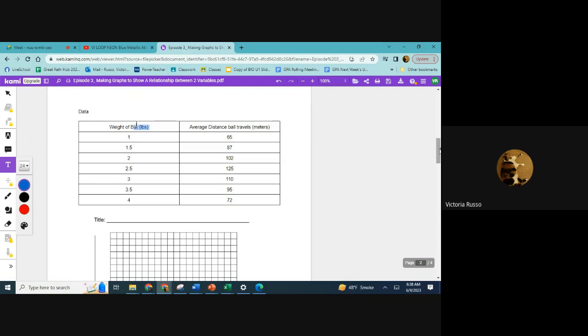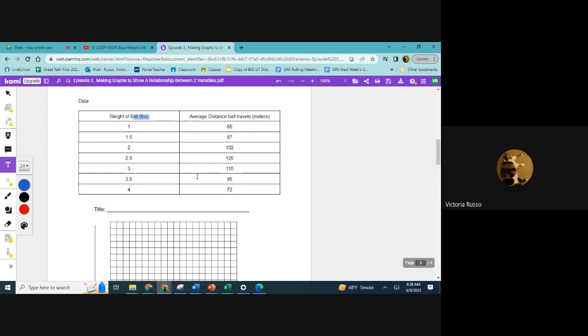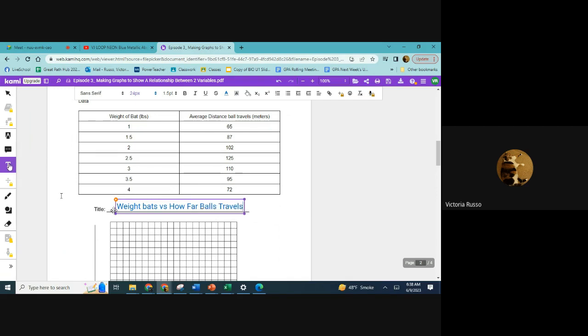So the first thing you need to do when you're making a graph is give it a title. So you want your title to be pretty specific about what it's measuring. So here we're measuring the weight of the bat versus how far the ball travels. And again, this title could be a little bit more descriptive, but if you're ever stuck on making a title, you can put the independent variable, which is the weight of the bat, and then the dependent variable, which is how far the ball travels.